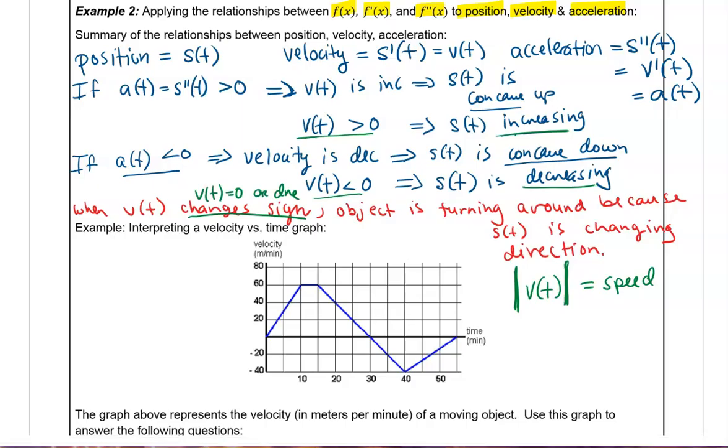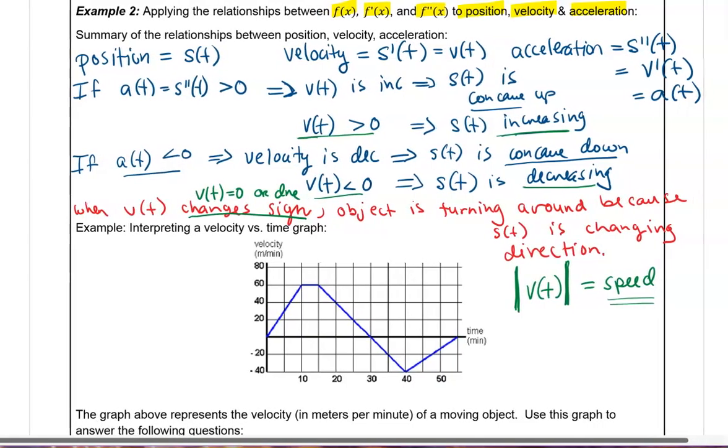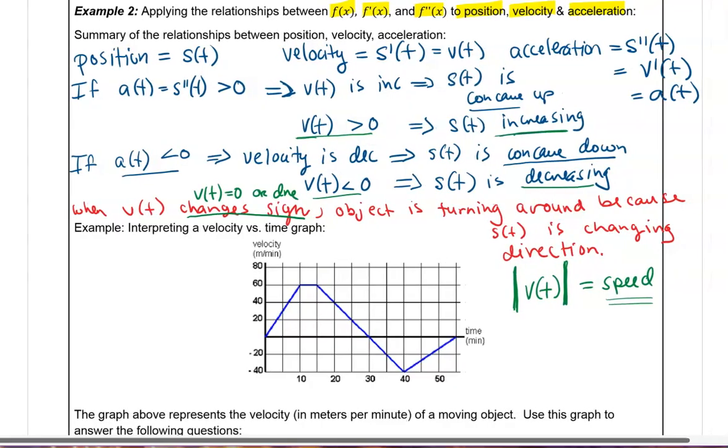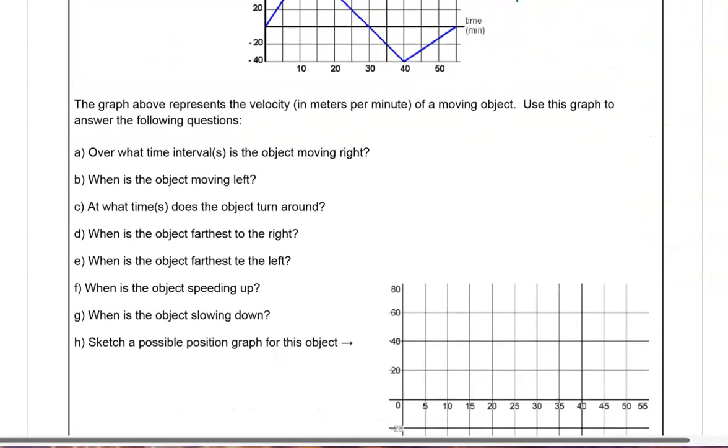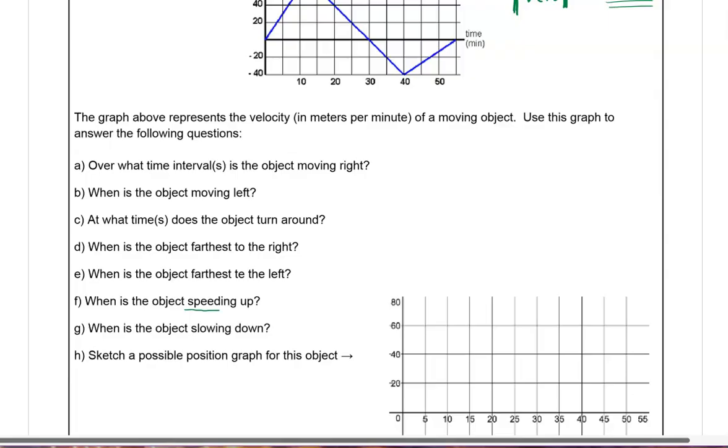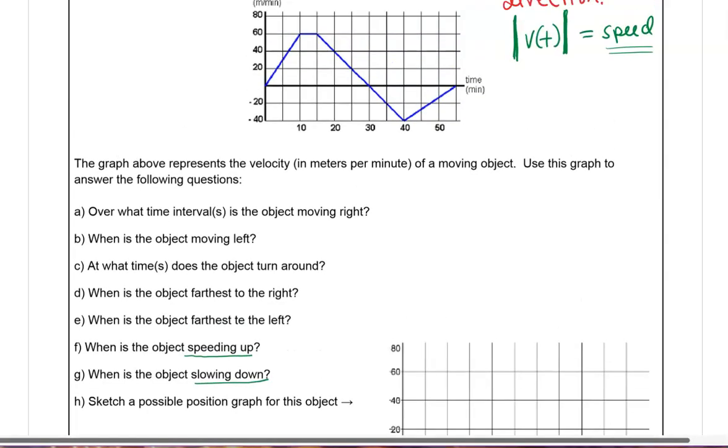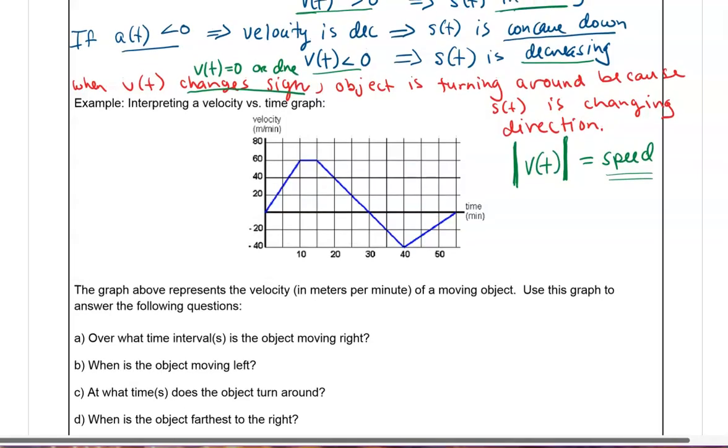But the absolute value, in other words the magnitude of velocity, would tell us the speed, just how quickly the object is moving, and it disregards which direction it's moving in. So sometimes you're asked questions, like down here, to determine when an object is speeding up versus slowing down.